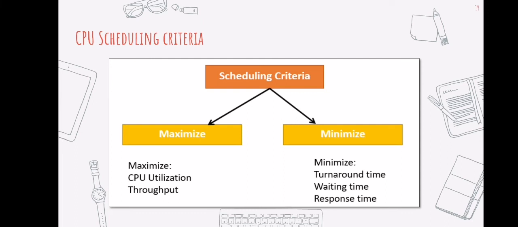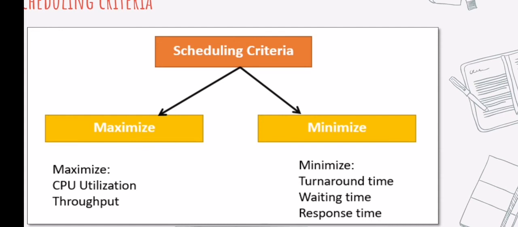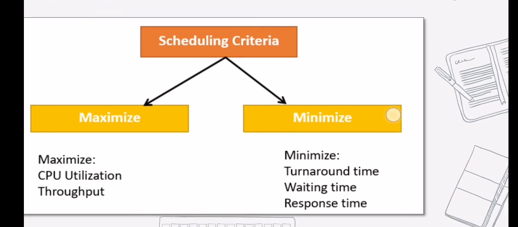Now, throughput, the number of processes that finish their execution per unit time, is known as throughput. So, when the CPU is busy executing processes, work is being done, and the work completed per unit time is called throughput. Next we have the minimize. Under minimize we have turnaround time, waiting time, and response time.